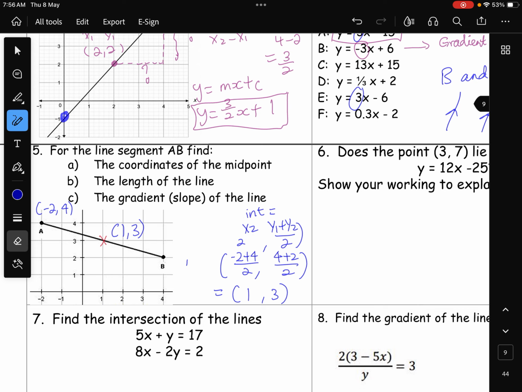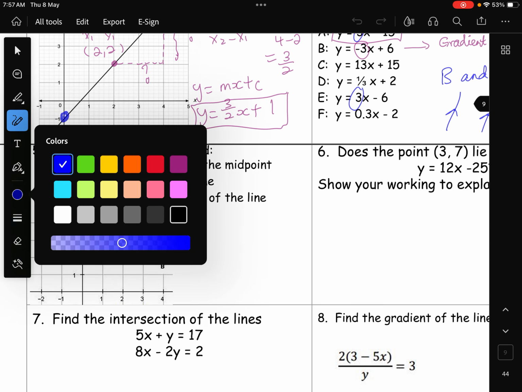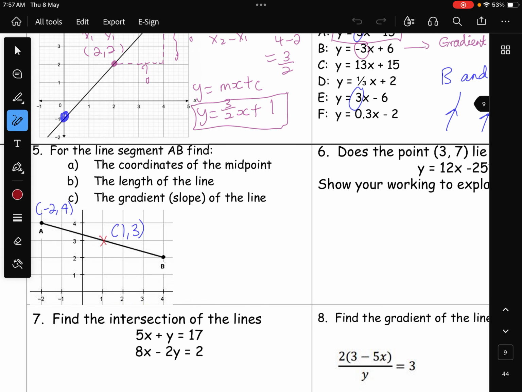Now let's talk about the length of the line. We want to find out how long this line is. The length of the line is actually very interesting. There's obviously a formula to it, but to be honest, I don't think you need a formula for this particular question. I'm just going to use a different color to show you.